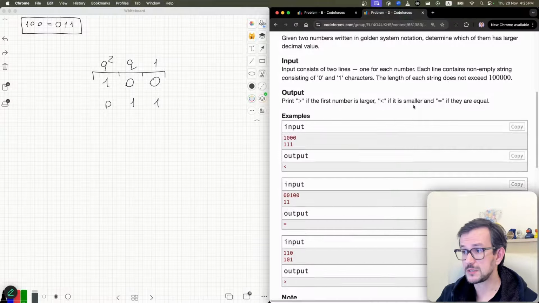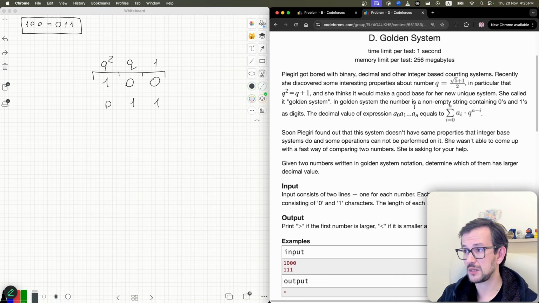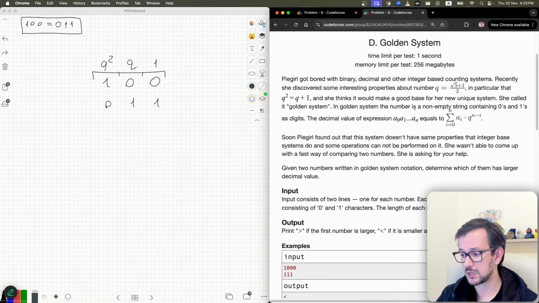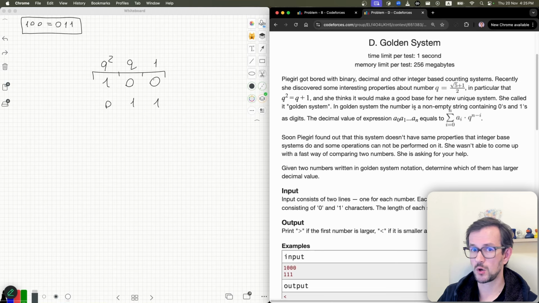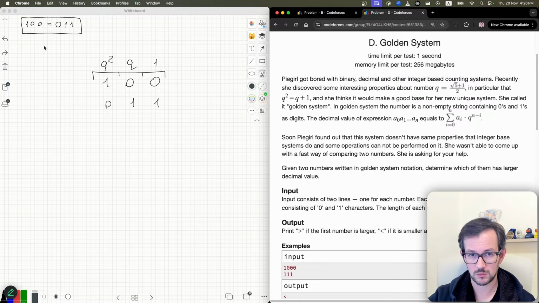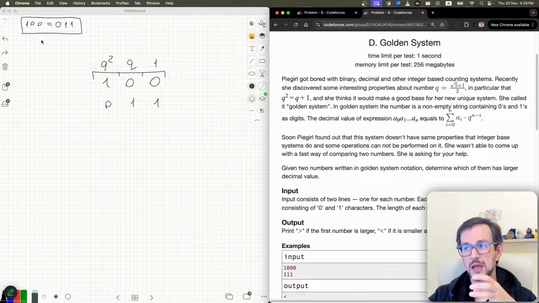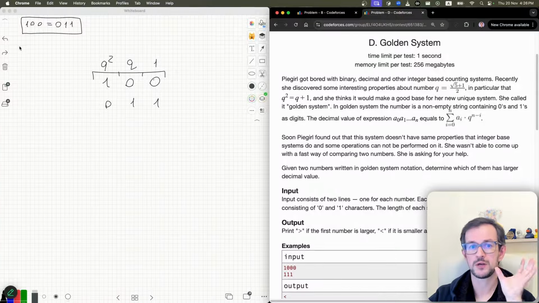Now, what else do we need in this problem? The idea of this problem is actually something that we see a lot in competitive programming. So we have some numbers which are equal. What we will do is take the representation of that number and modify it to some canonical state.